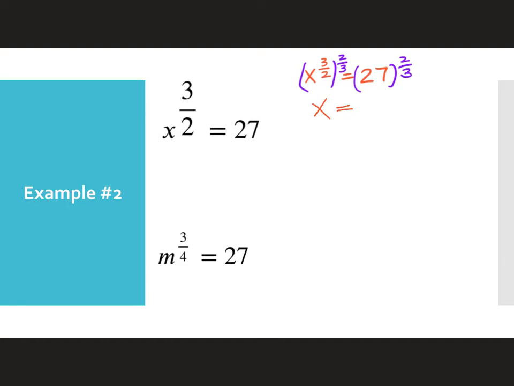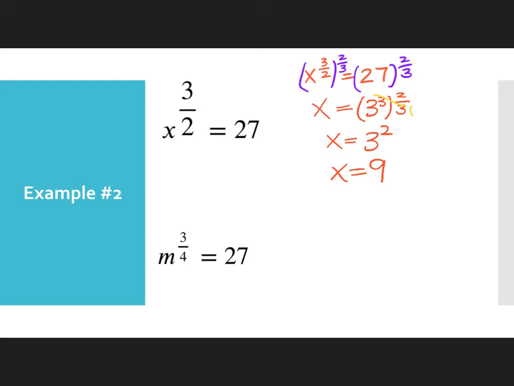These are the type of problems that we talked about in class previously. I'm going to take that 27 and rewrite it as 3 to the 3rd. So 3 to the 3rd to the 2/3. When I do that, these two will simplify to 1. So then what I'm left with is x is equal to 3 squared. And so x is 9.